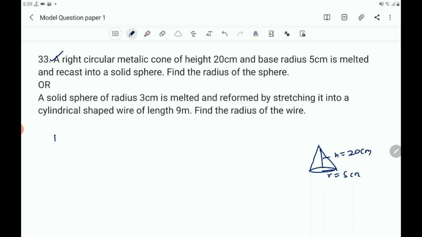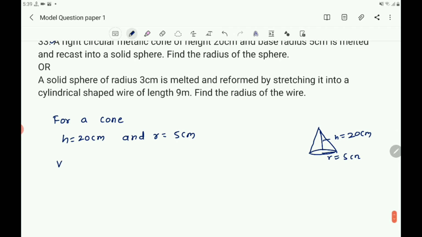So you write, for a cone, h equals 20 centimeter and r equals 5 centimeter. Then volume of the cone, V equals 1 by 3 pi r square h, that equals 1 by 3 pi, you write 5 only, it becomes convenient for you. r square means that is 5 into 5, h is 20 centimeter, and you write it as it is first.